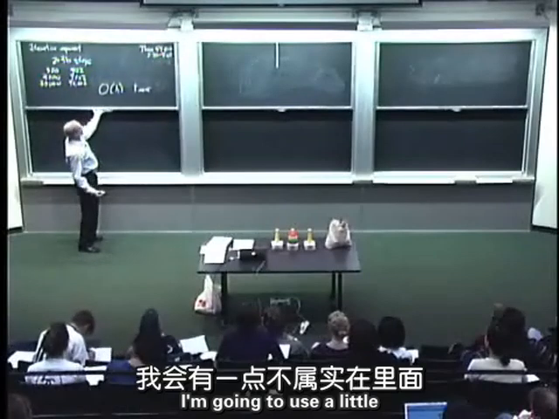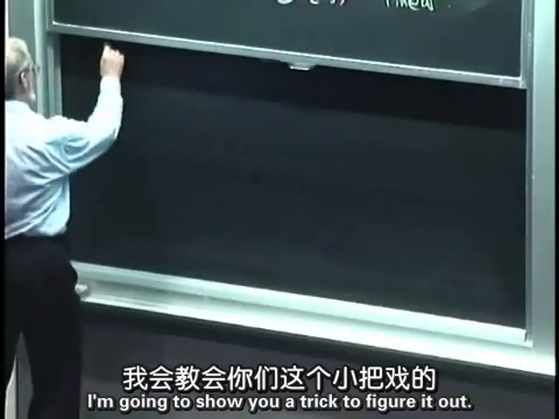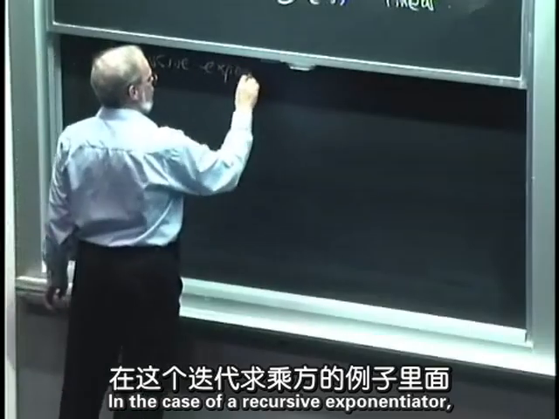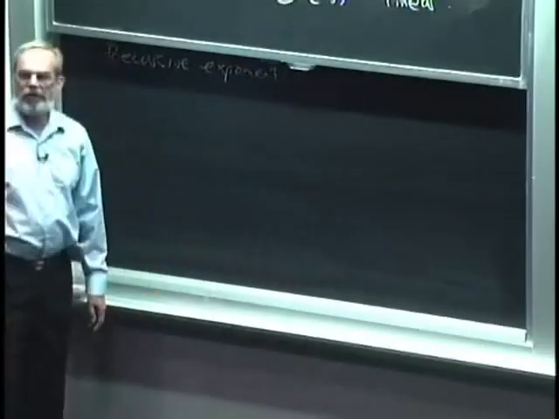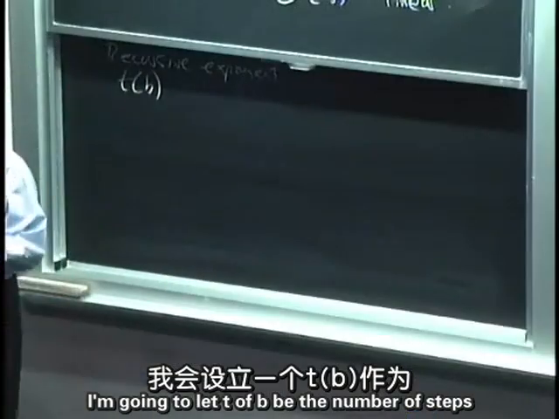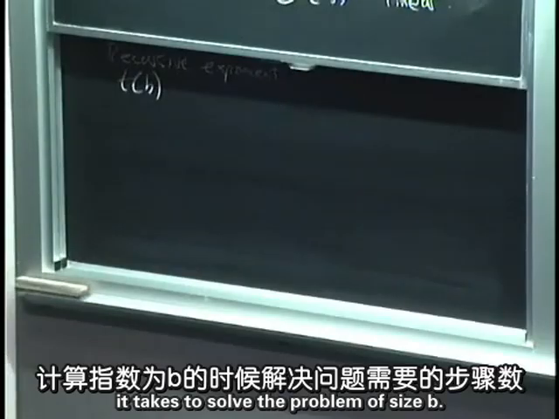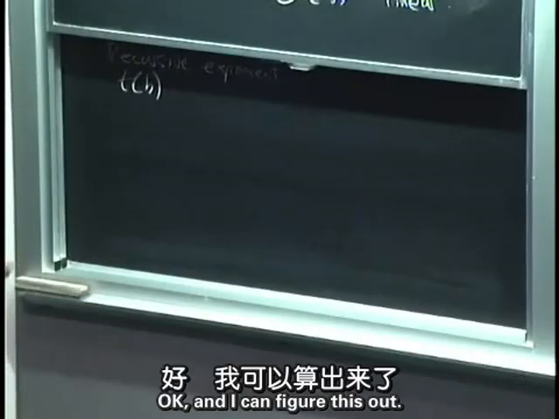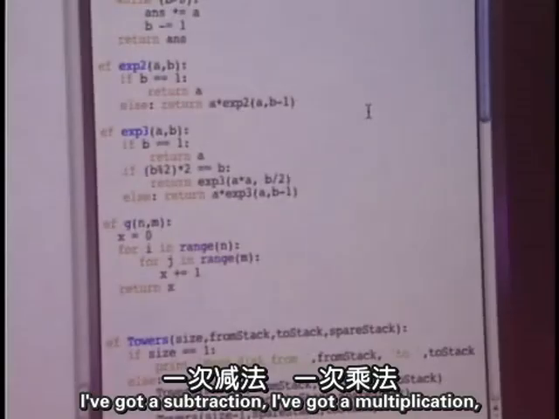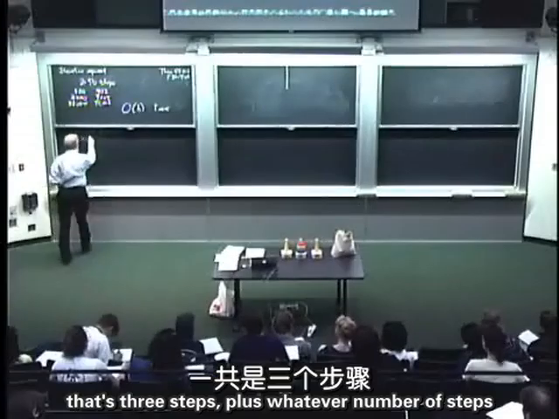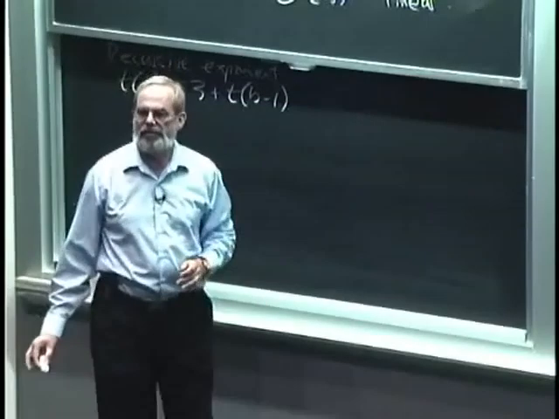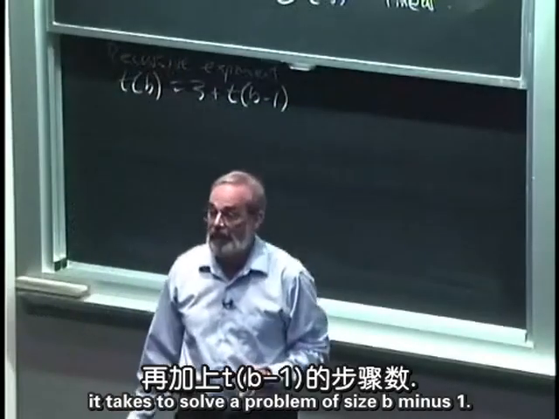In particular, I'm going to cheat slightly. I'm going to use a little bit of abuse of mathematics, but I'm going to show you a trick to figure it out. In the case of a recursive exponentiator, I'm going to do the following trick. I'm going to let t of b be the number of steps it takes to solve the problem of size b. Okay, and I can figure this out. I've got one test, I've got a subtraction, I've got a multiplication. That's 3 steps, plus whatever number of steps it takes to solve a problem of size b minus 1.